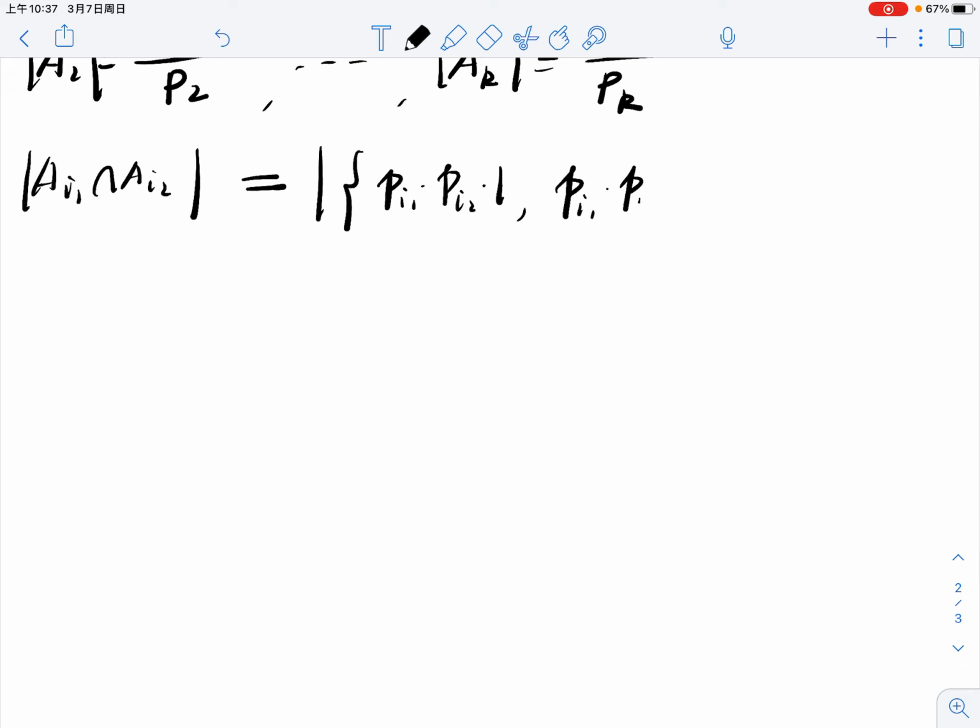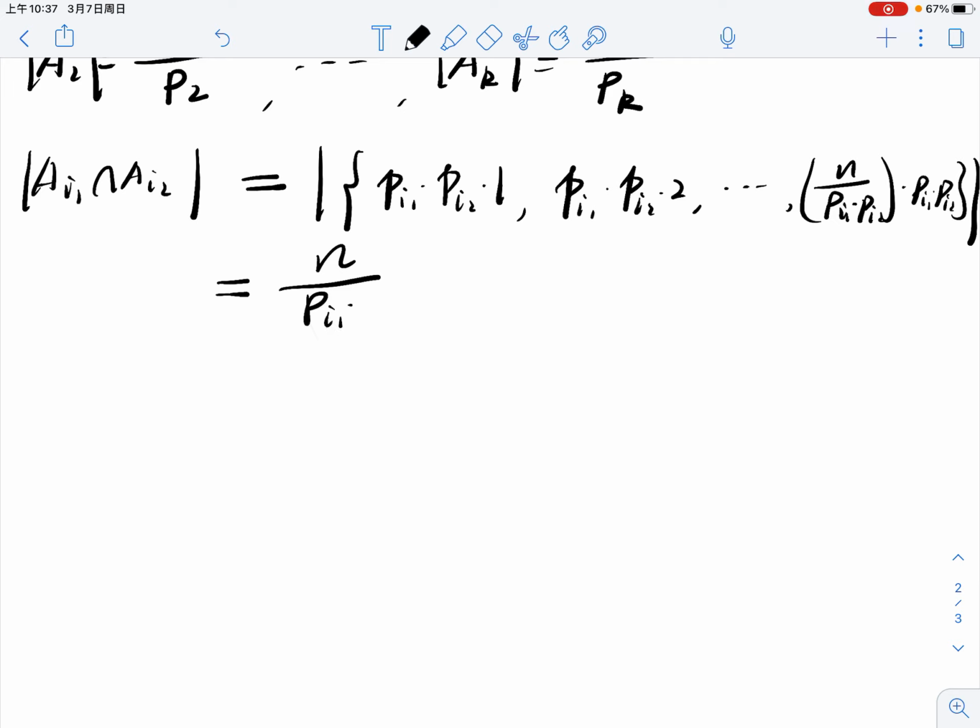And now let's consider 2 intersections. Suppose you have Ai1 intersect Ai2. Then what you are doing is counting how many elements are inside the set pi1 times pi2 times 1, pi1 times pi2 times 2, and so on, all the way to n divided by pi1 times pi2 times pi1 times pi2. Therefore, you just count the coefficient, which is n divided by pi1 times pi2.